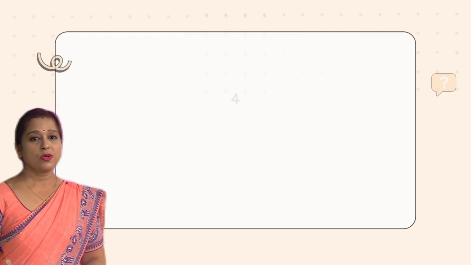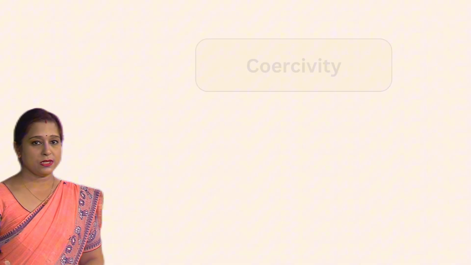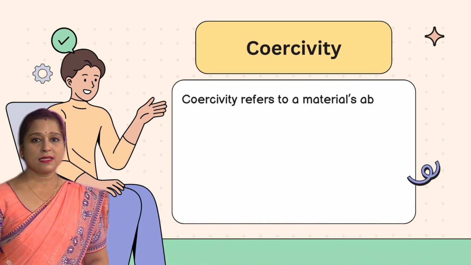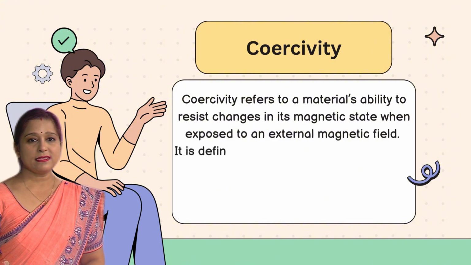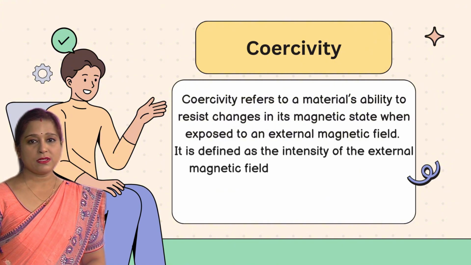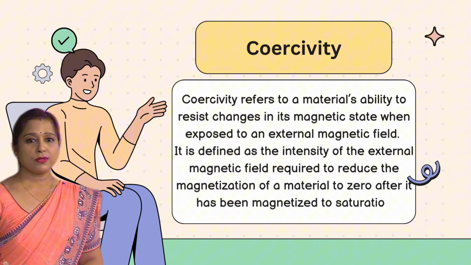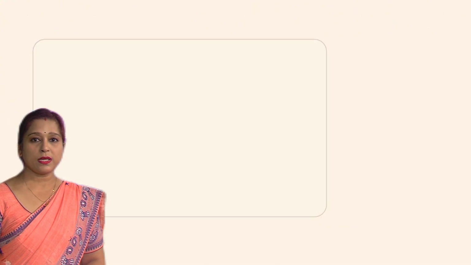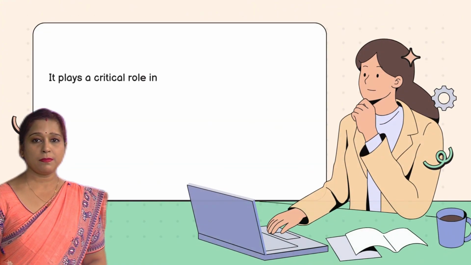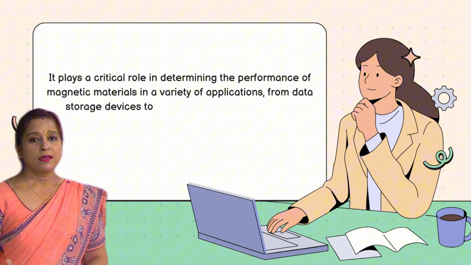Let us now discuss coercivity in details. Coercivity refers to a material's ability to resist changes in its magnetic state when exposed to an external magnetic field. It is defined as the intensity of the external magnetic field required to reduce the magnetization of a material to 0 after it has been magnetized to saturation. It plays a critical role in determining the performance of a magnetic material in a variety of applications, from data storage devices to electric motors and magnetic sensors.